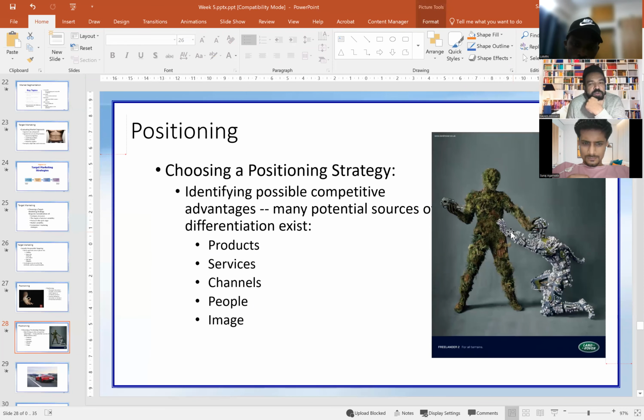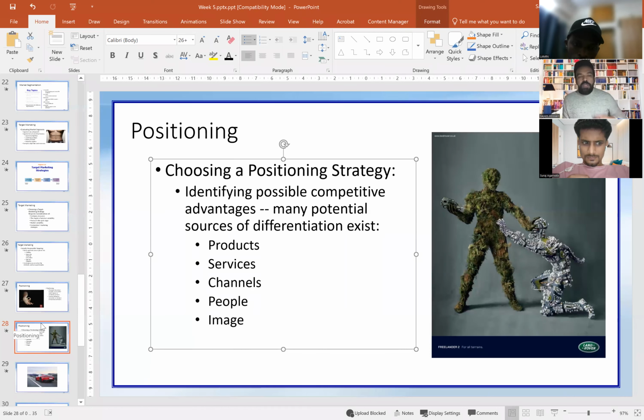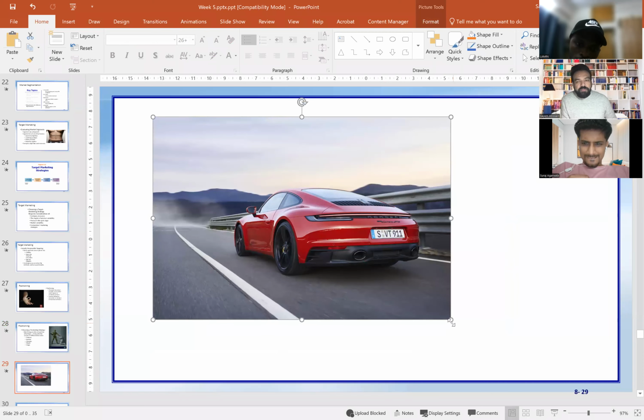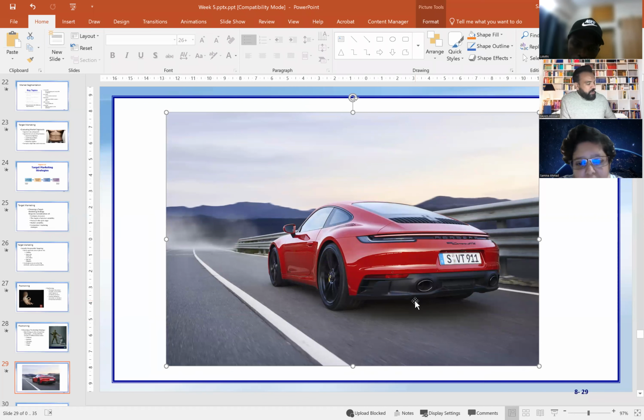They're just trying to show the service, how the Land Rover car is different when it comes to the service. So similarly, we can think about people, we can think about image. If we talk about image, well, this is about image positioning, right? Which brand is this one? Porsche. So Porsche is obviously another brand, and we all know Porsche is a luxury brand.